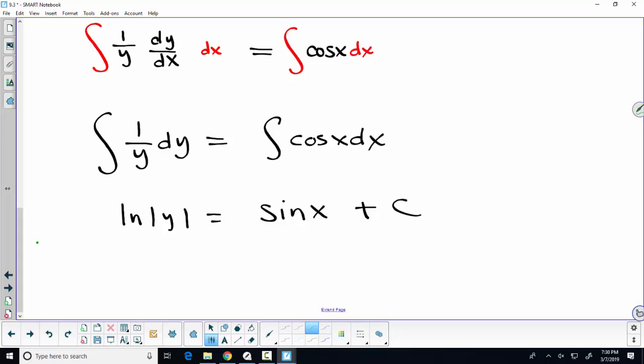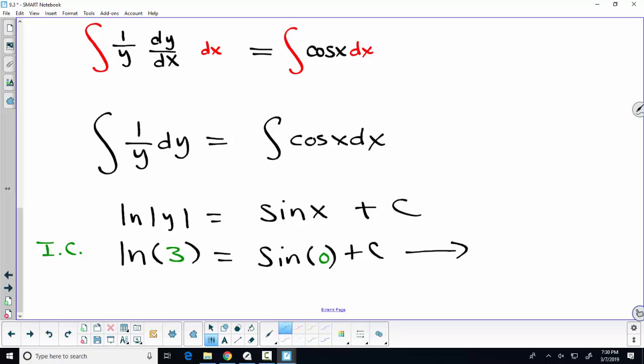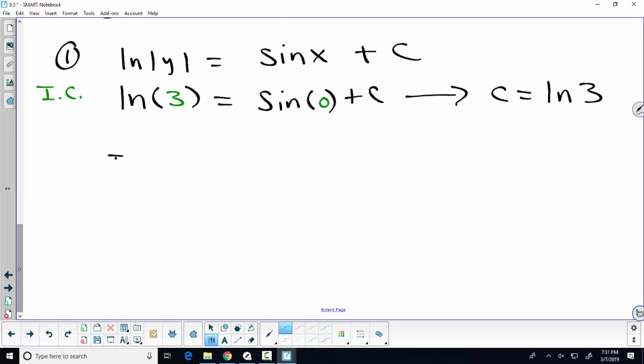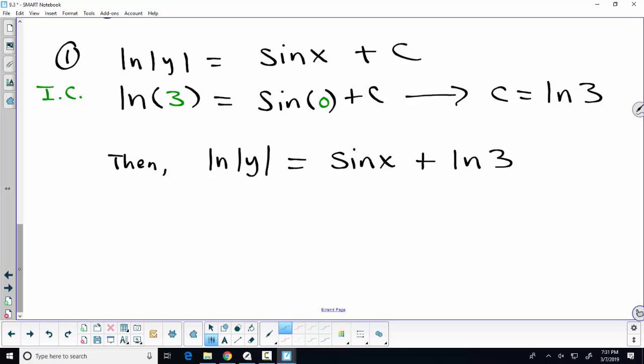So let's just say here, if I plug in the initial condition, I have the ln of y when x is 0. What this tells me is that my constant is the natural log of 3, but I haven't solved for y. That came from the implicit form. So let's just say this is equation 1. What I would have to do here is say the ln absolute y is equal to sine x plus ln of 3, and then continue to solve for my function y.